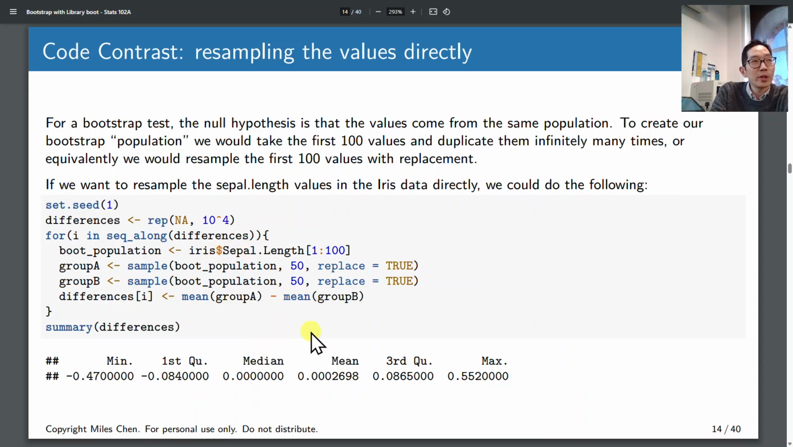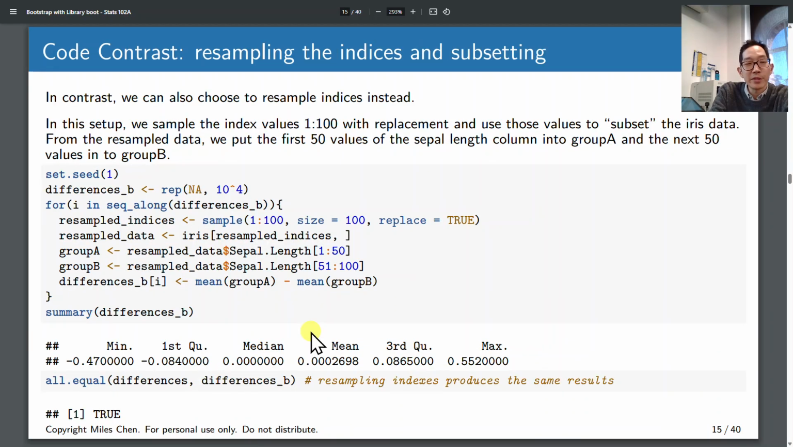I want to show you what our code would look like if I resampled indices. Here I'm pooling my setosa and versicolor values together again. My data set has 100 values in total, so the index values will be 1 through 100. I'm going to sample those 100 values to get my resampled indices, selecting 100 values with replacement from 1 through 100.